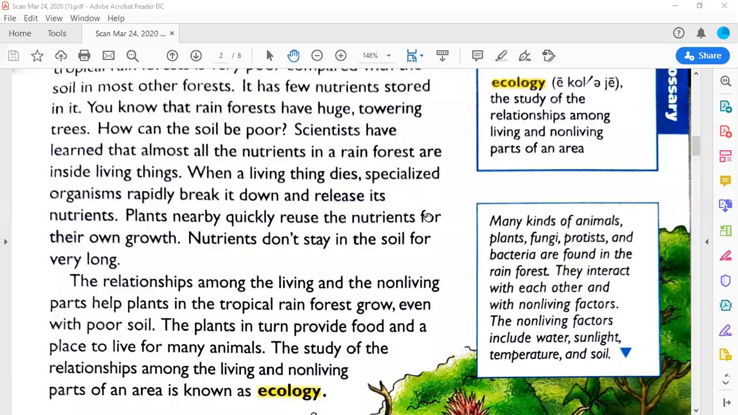Who wants to tell me what happens? Organisms rapidly break it down and release its nutrients. Thank you very much. Who would like to go ahead and explain that using their own words? Okay, what does it mean when it says that when a living thing dies, some organisms rapidly break it down?